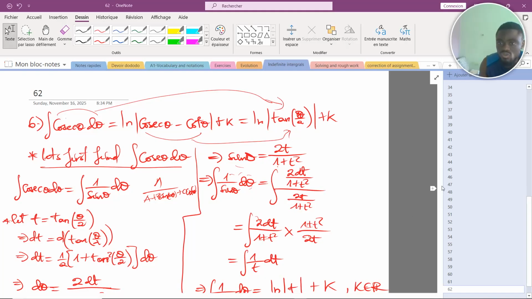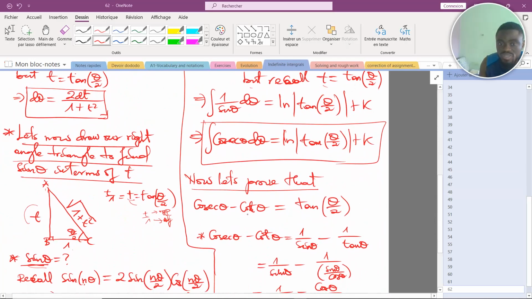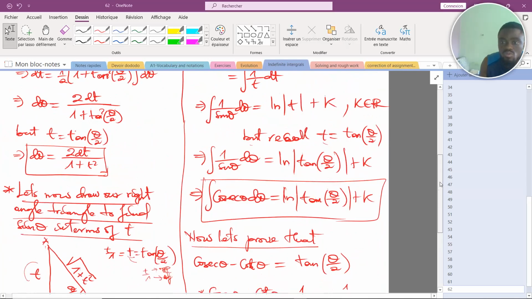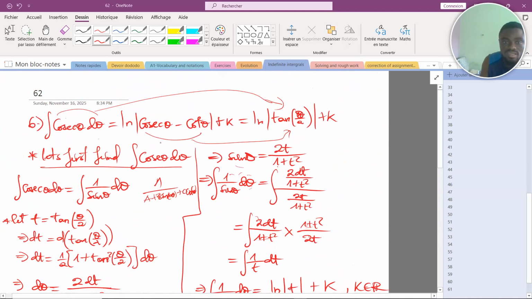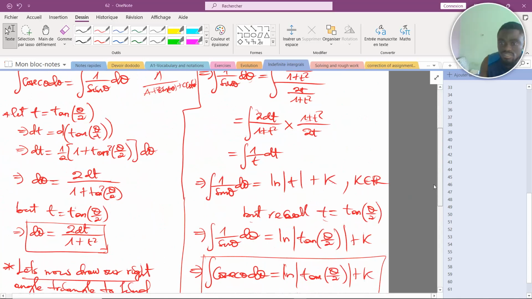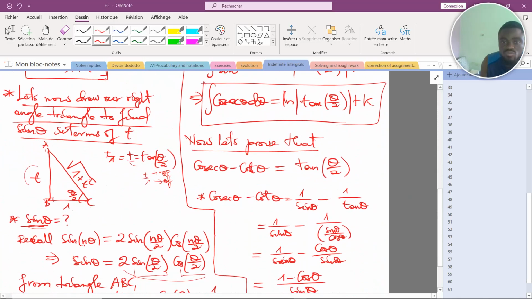Is that okay? So, if we are capable of proving that cosec theta minus cot theta equals tan theta on 2, then we will have proved that this integral is equal to this, which is equal to this. Is that okay? So, now let's prove what we are supposed to prove. Let's prove that cosec theta minus cot theta equals tan theta on 2. Is that okay? Cosec theta minus cot theta, I'll start from the left side because it's very simple to go from here to prove this.